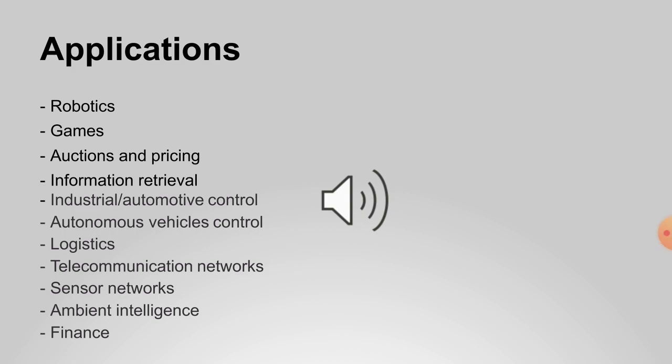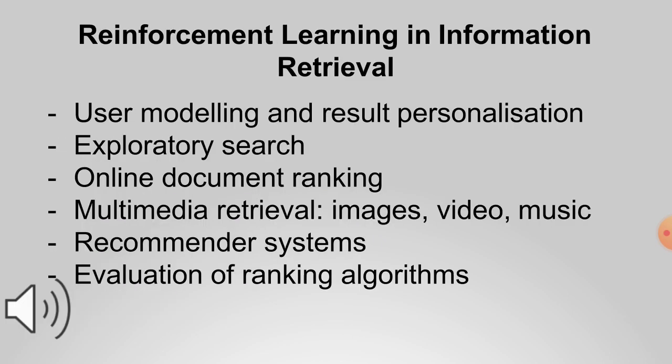Now we will discuss the applications of reinforcement learning in machine learning, how it is used. It is used in robotics, games, auctions and pricing, information retrieval, industrial and automotive control, autonomous vehicle control, logistics, telecommunication networks, sensor networks, and finance. So, how is reinforcement learning implemented in information retrieval? I have given some pointers regarding that: user modeling and resulting personalization, exploratory search, online document ranking, multimedia retrieval like image, video, and music, recommender systems, and evaluation of ranking algorithms.